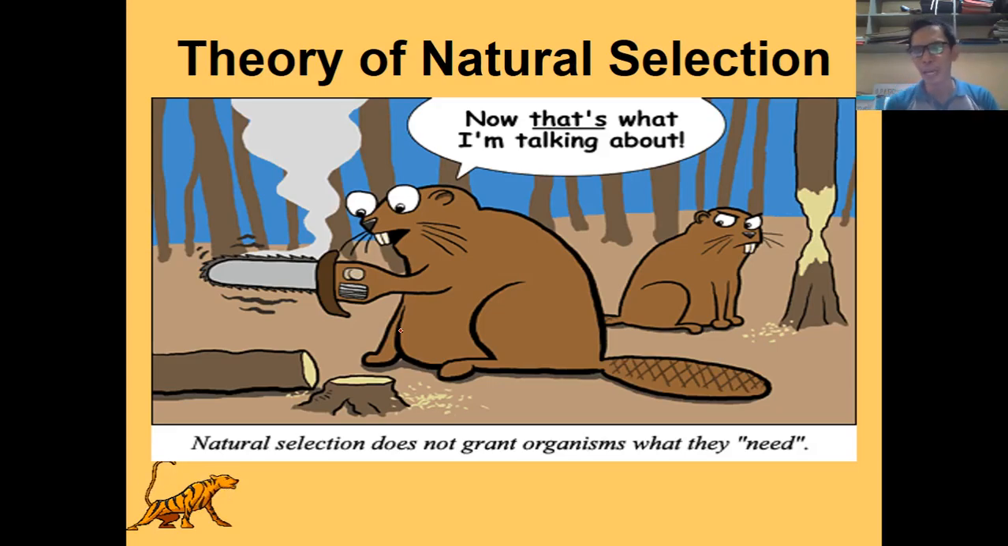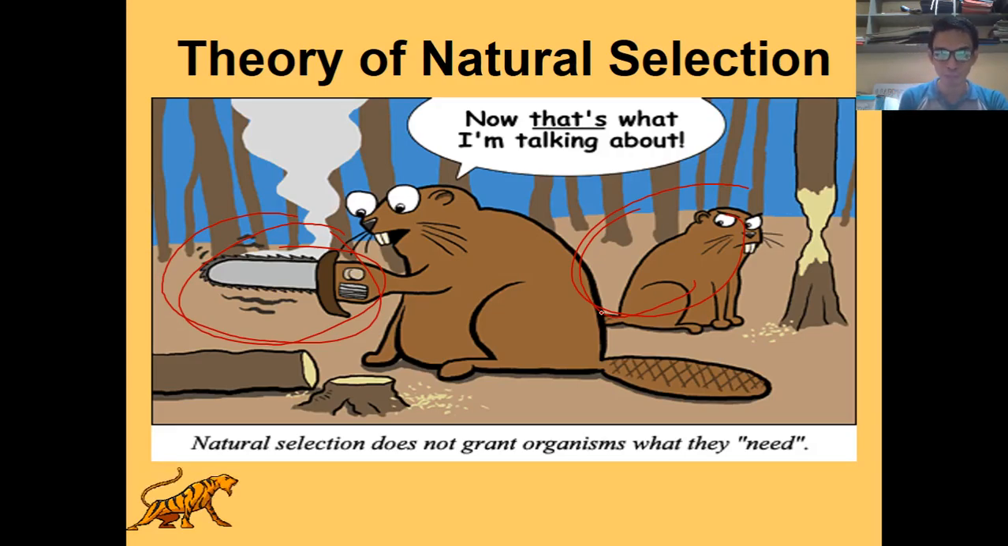Now, a common misconception in natural selection is that some people say natural selection grants organisms what they need. Well, it's not. Just like the one in the picture: one is chewing down the tree bark, and the other one has a chainsaw. So that's the reason, because that's what they need? No, it's not, because natural selection only occurs if the environment is not favorable to one of them.